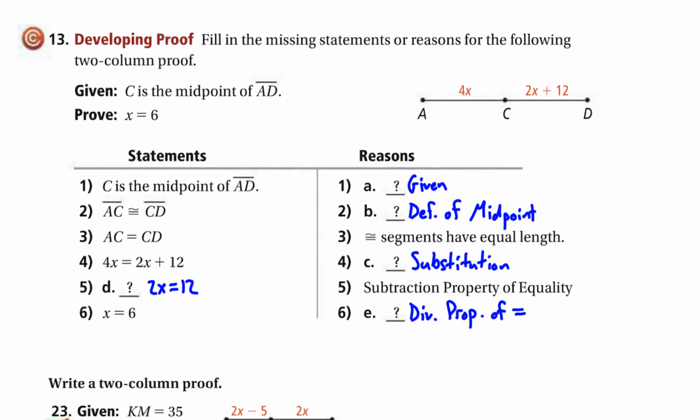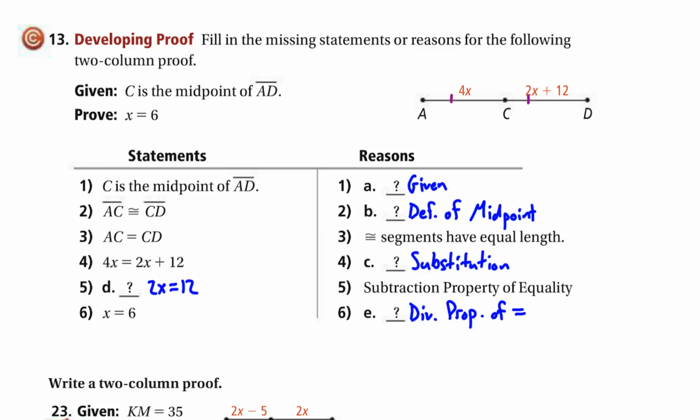On this one with the 2-column proof, we're just filling in the missing pieces. So the first thing is again the given. C is the midpoint. That's given to us, so we write that first, and of course the reason for that is that it's given. From there, because we have the midpoint, we can say that segment AC is congruent to segment CD. So these two pieces up here are congruent, and the reason for that is the definition of the midpoint. The midpoint splits it into 2 congruent pieces.